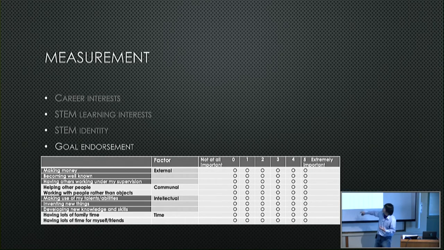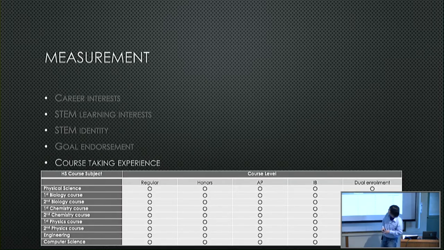And we also measure a long list of goal endorsement, if making money or if helping others is important for your career choices. So after a factor analysis, they can be grouped into four factors. They are external reward goal, communal goal, intellectual goal, and free time. But different presenters may call them differently, but you will get it.